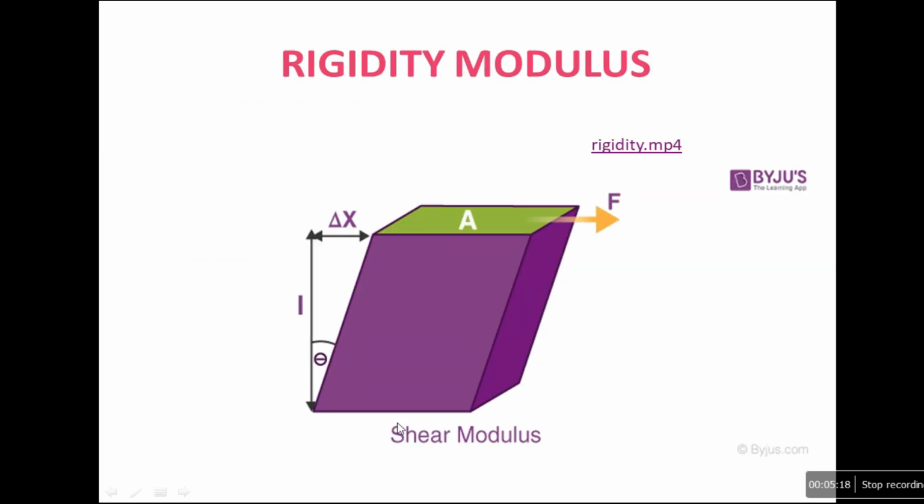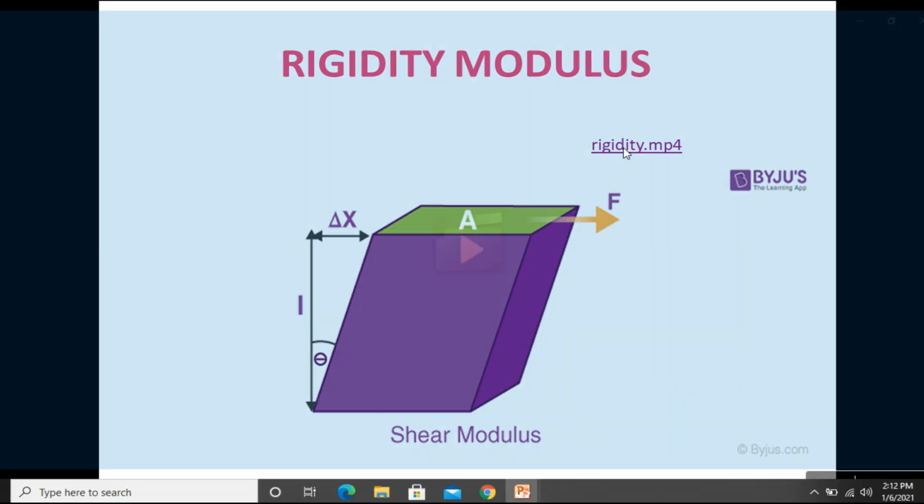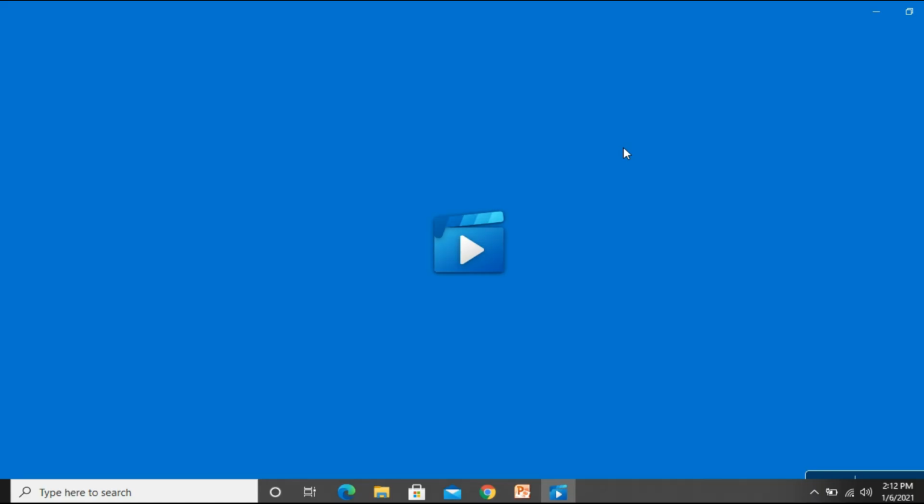Rigidity modulus is nothing but this: this is the original position of some object. If we give the force in this direction, what happens? The shape of the object itself changes. So in between these two, one angle is formed. In terms of length, we can measure the theta. By seeing this small animation, you can understand this concept very easily.